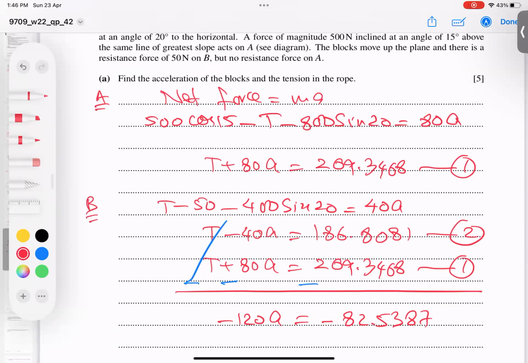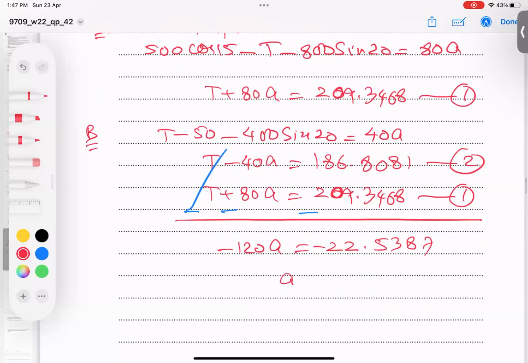So let's find it. Yes, student, this looks like a 6, but it's not a 6 actually. This is a mistake only. Rest all okay. So it means the number coming to us is 1 after subtracting 22 negative 22.538. And when you divide this, the acceleration becomes 0.188 meters per second squared. I hope the point is very clear.